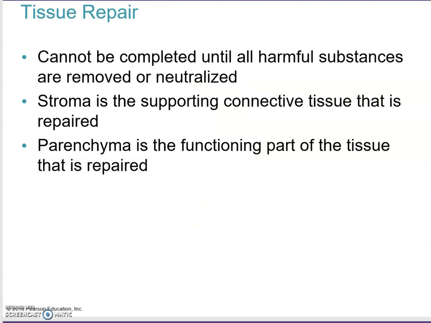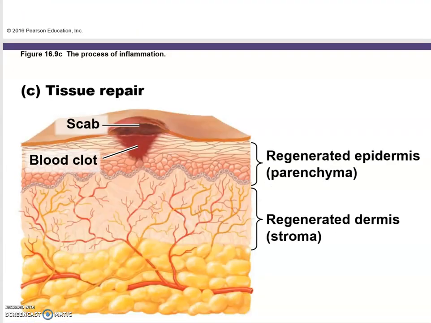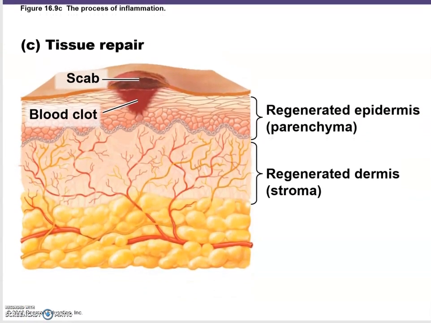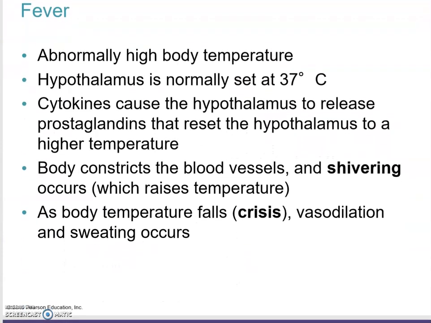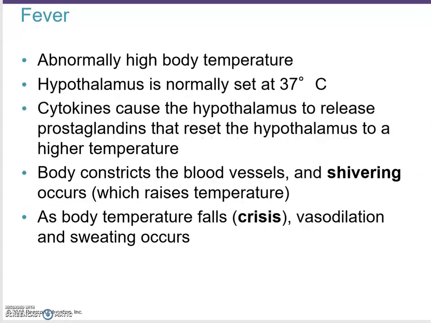Eventually, we'll want to repair the damaged tissue, but that cannot happen until all the harmful substances have been removed or neutralized. And so here's an image showing you tissue repair. So you have a blood clot and a scab that formed on top to seal everything off. And then here you are going to regenerate the parenchyma and the stroma. Okay, now let's take a look at fever next.